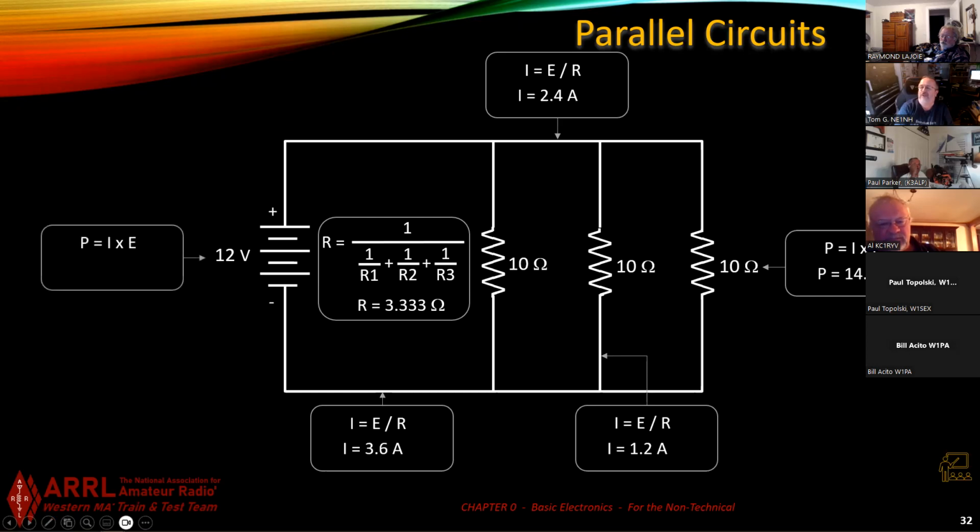So if I measure it over here, what's my I now over here? It's 3.6. What's my E over here? 12 volts. 43.2 watts. It all adds up perfectly.